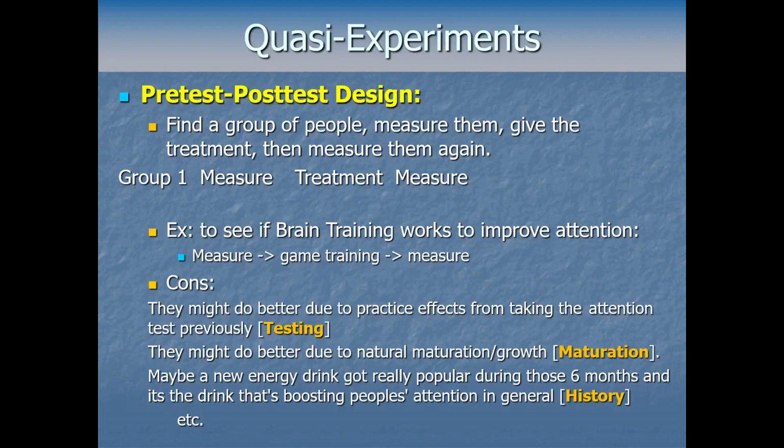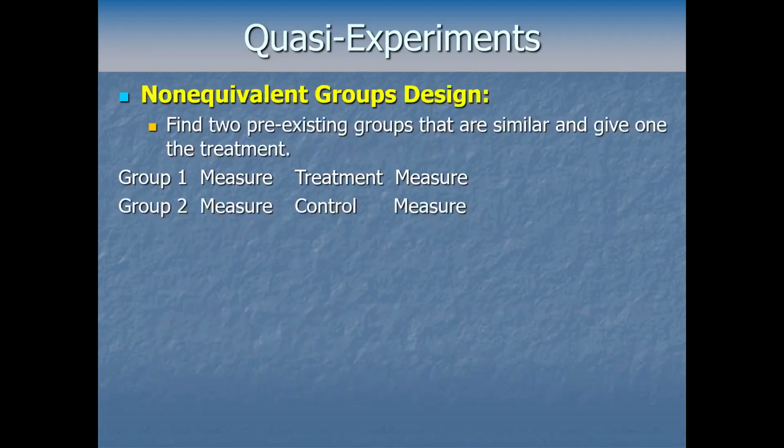So let's take this pre-test, post-test design and just add one extra element, a control group. Do the same thing, but now there are two groups here, so we call this a non-equivalent groups design. The name doesn't exactly roll off the tongue, but it kind of makes sense. We're taking two groups that are not equivalent at the beginning because we didn't do random assignment, and then we're just going to give the intervention to one of them.